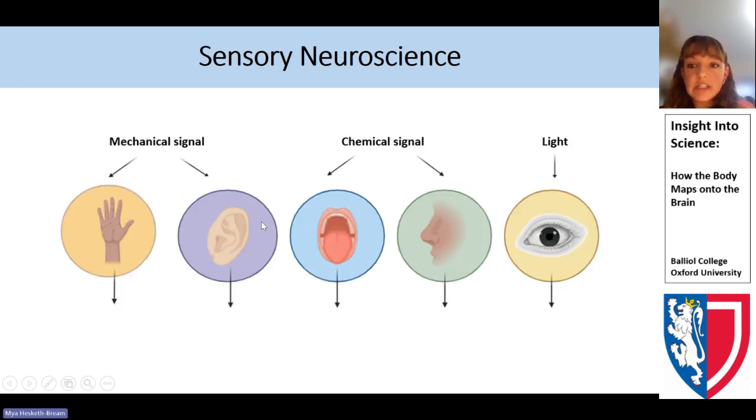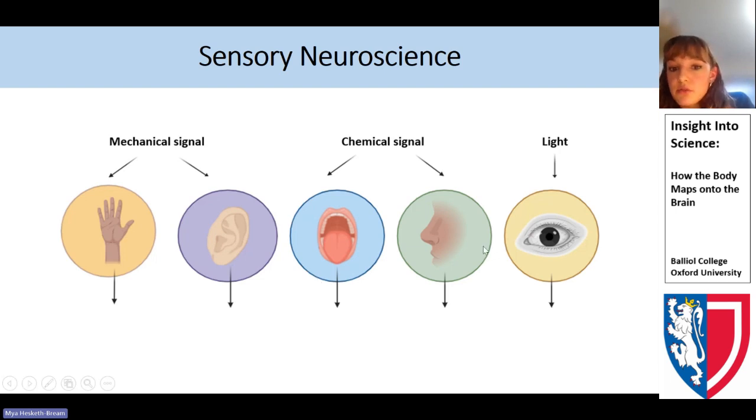So we've discussed how this happens with touch, but there are all different kinds of signals for the different senses. We've said that it's a mechanical signal for touch, and it's also a mechanical signal for hearing. So you can imagine sound as a wave. Sound is a type of wave, and the air particles are acting as a mechanical signal, and that leads to transduction from this mechanical signal into the electrical signal to then get to the brain.